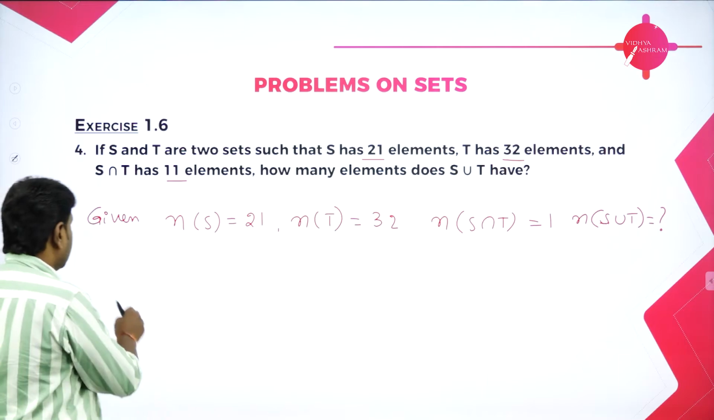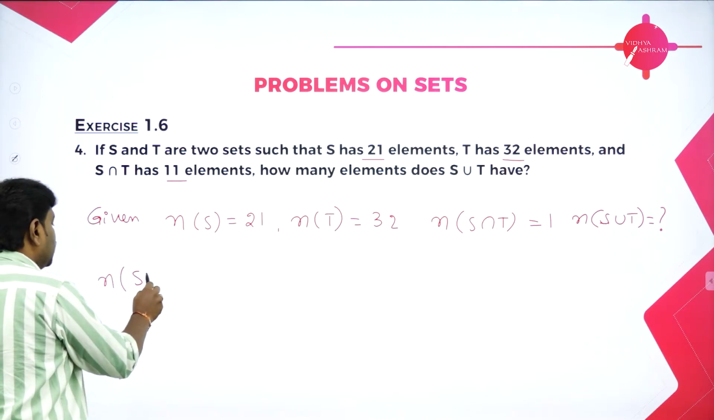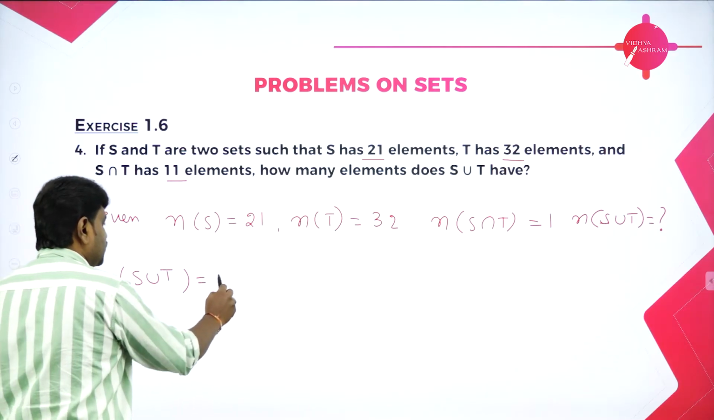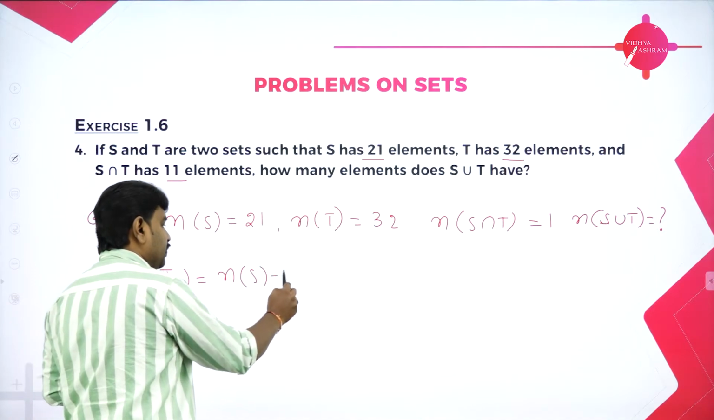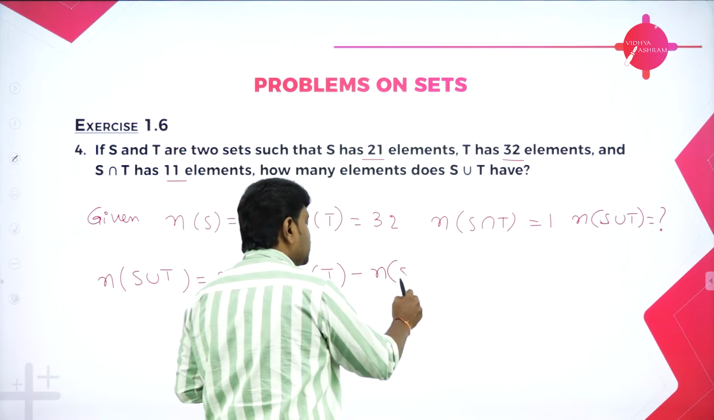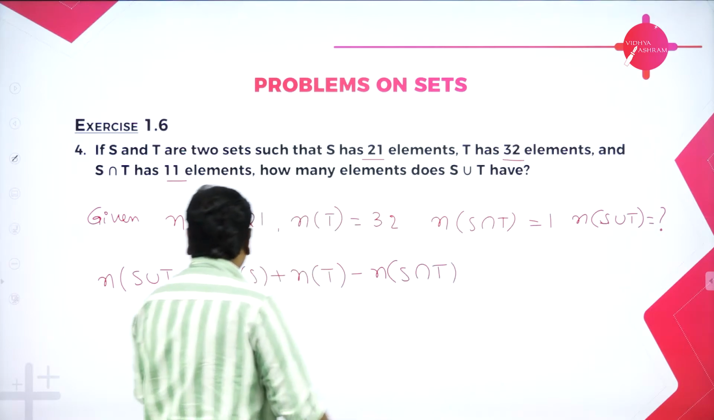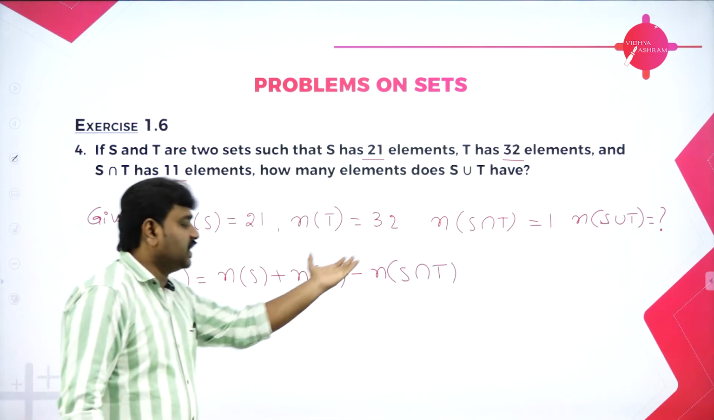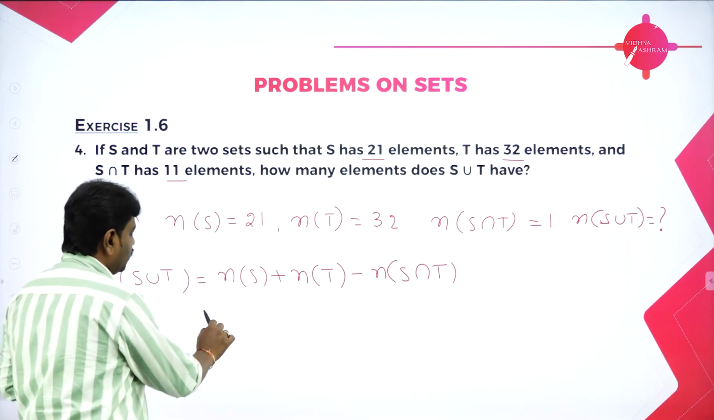So we'll write the formula. What is N of S union T? N of S union T is N of S plus N of T minus N of S intersection T. If you want union in LHS, subtract intersection. That's it. This is the formula. Substitute, you'll get the answer.